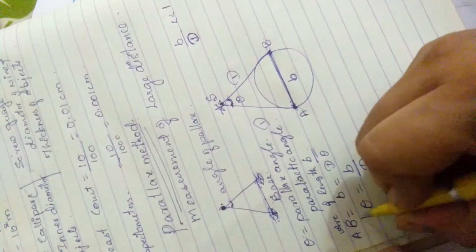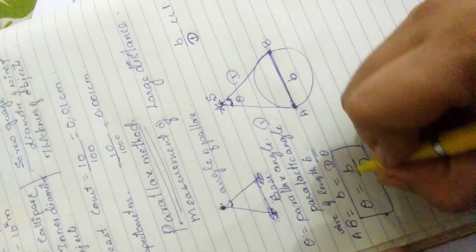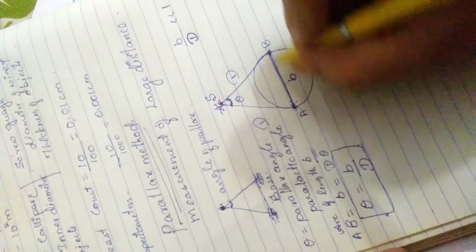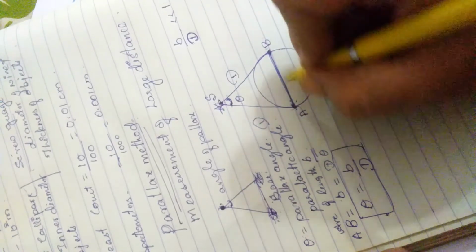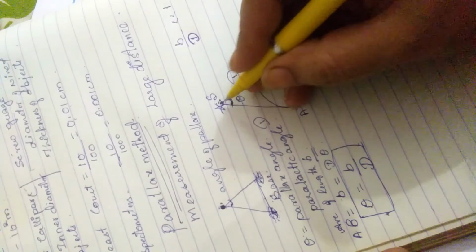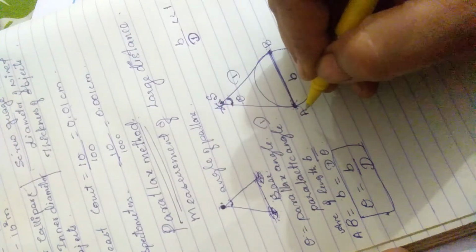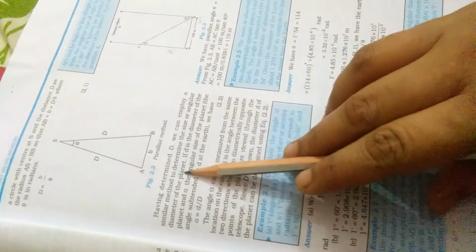And we can measure the parallax angle, and we can measure the base, the distance between the two points of a diameter on the surface of the earth, and D is the distance between the point S and A. Okay, and in the textbook, this we call the parallax method, and this can also be used to determine the size and angular diameter of a planet.